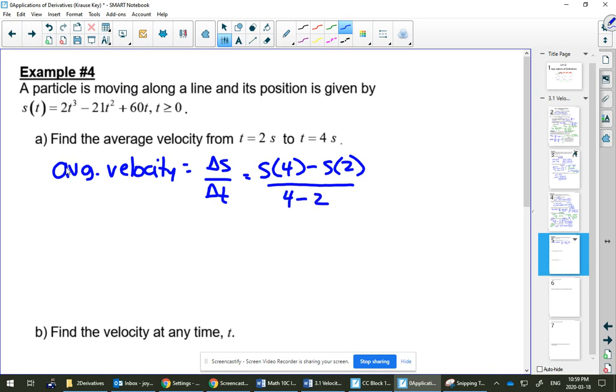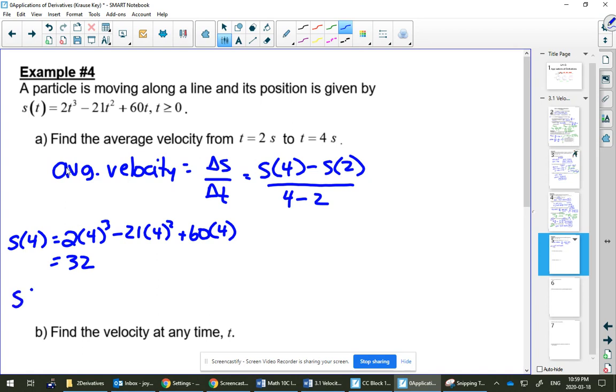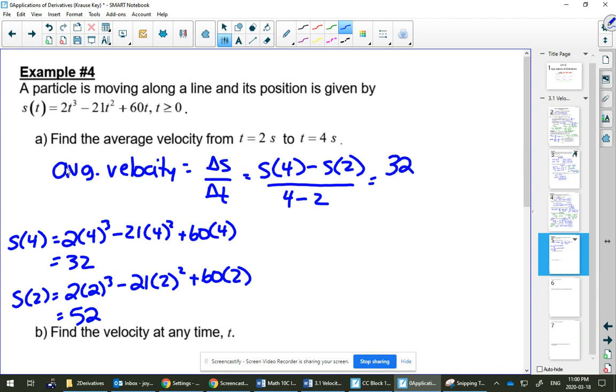So off to the side, I'll figure out what those positions are. So at time 4, our position will be 32. And at time 2, our position will be 52. So we'll use those numbers in our formula. At time 4, it's 32. At time 2, it's 52. And 4 minus 2 is 2. So our average velocity is negative 10 meters per second.